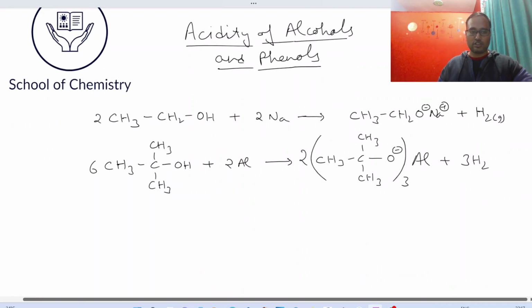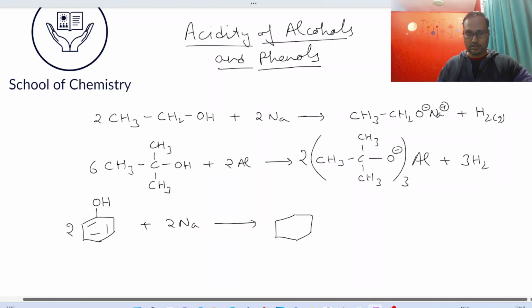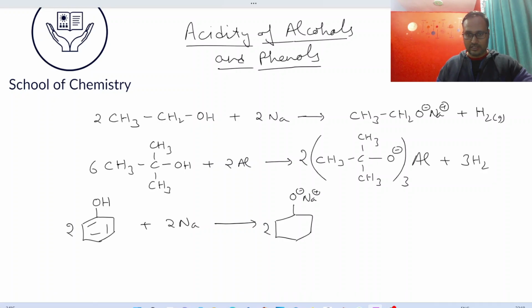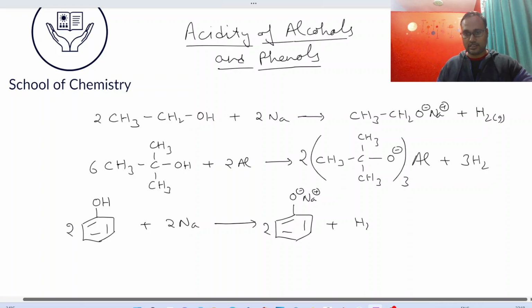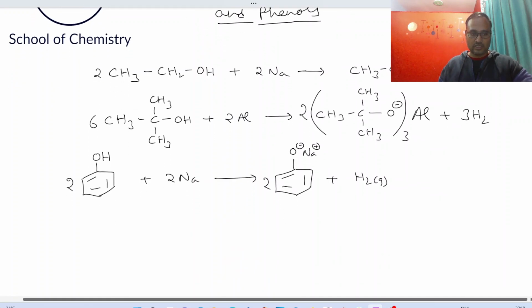Similarly, phenols also react with the sodium metal to evolve hydrogen gas, that shows the acidic nature of phenol. So if we react sodium metal with two molecules of phenol, it leads to the formation of two molecules of sodium phenoxide, O negative Na positive, plus H2 gas.